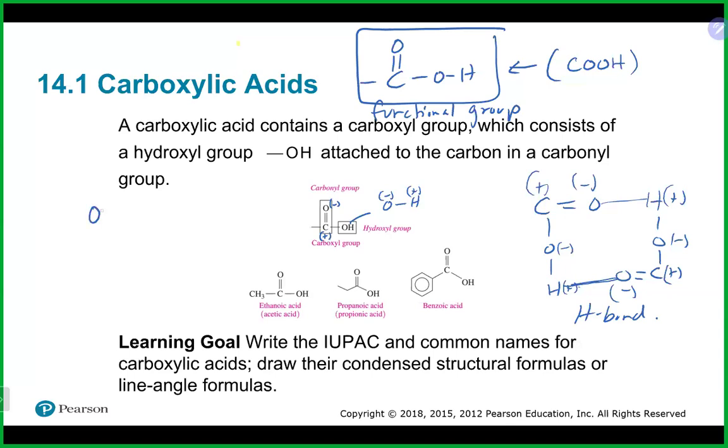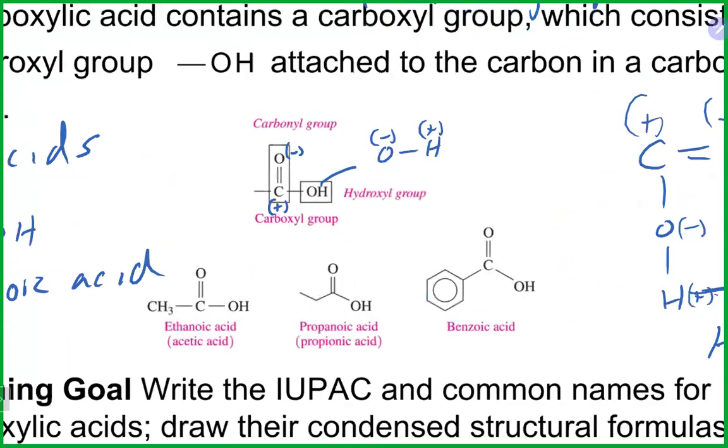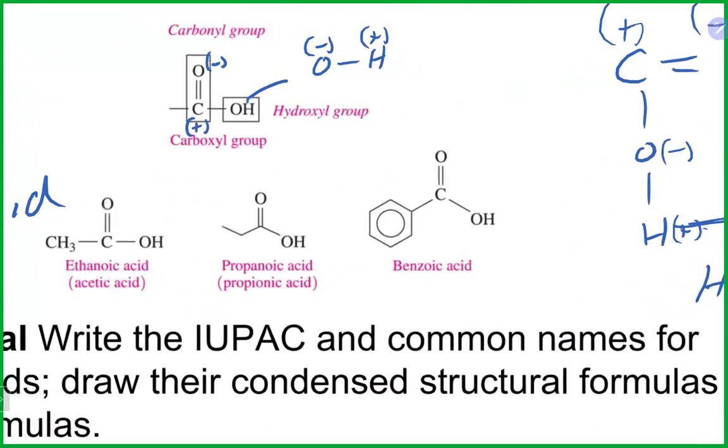We name carboxylic acids as oic acids, and that's how we end the name. As you can see here, CH3, C double bond OOH, that is 2 carbons based off of ethane. If you drop the E off of it and put oic acid at the end, it becomes ethanoic acid. That's also, by the way, acetic acid, a major component of vinegar. We also see it in line structure here. We've got 1, 2, and 3 carbons, which is based off of propane, and that becomes propanoic acid.